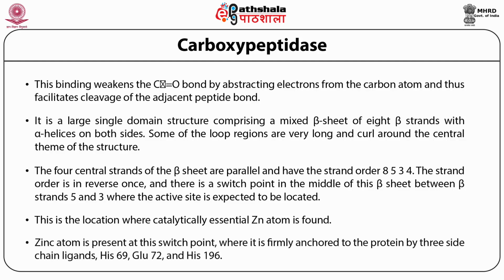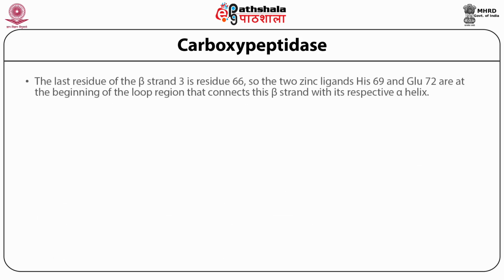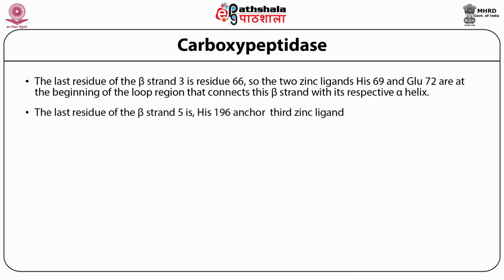The zinc atom is present at this switch point where it is firmly anchored to the protein by 3 side chain ligands, histidine 69, glutamic acid 72 and histidine 196. The last residue of beta strand 3 is residue 66. So the 2 zinc ligands, histidine 69 and glutamic acid 72, are at the beginning of the loop region that connects this beta strand with its respective alpha helix. The last residue of beta strand 5 is histidine 196, which binds the third ligand.